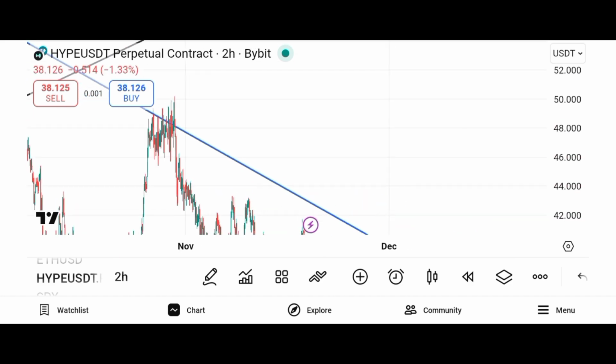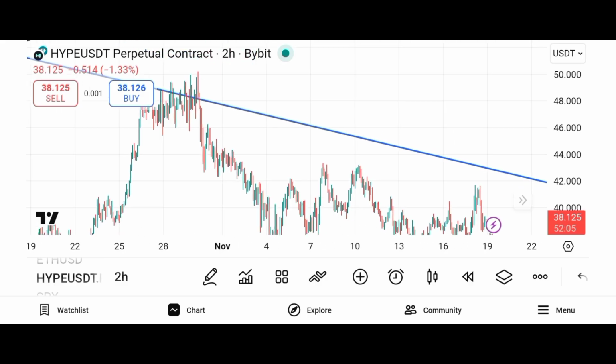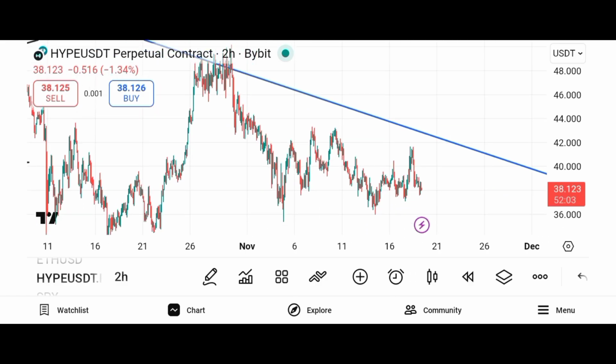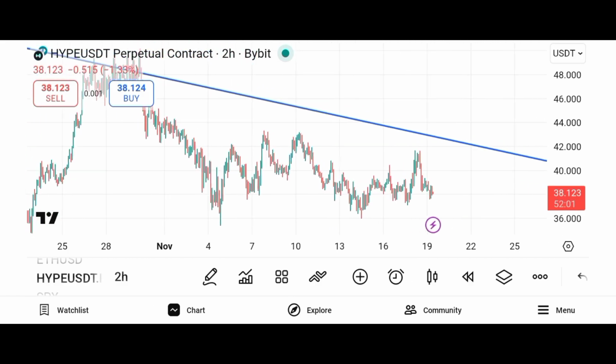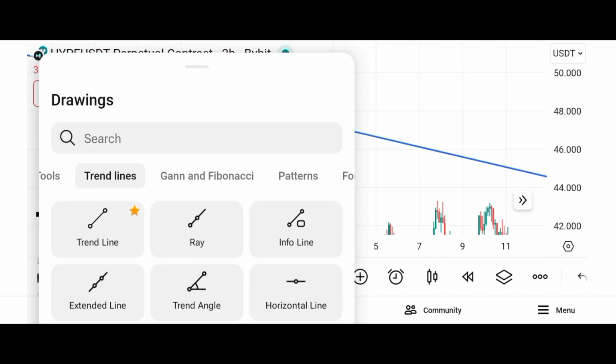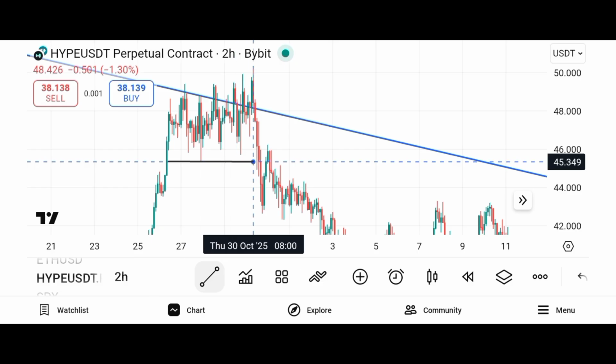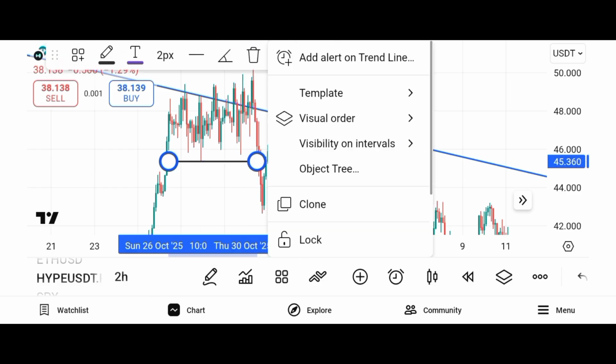Now, this is the point where that pullback ended. This is the point where that pullback ended. Right here is a chalk.